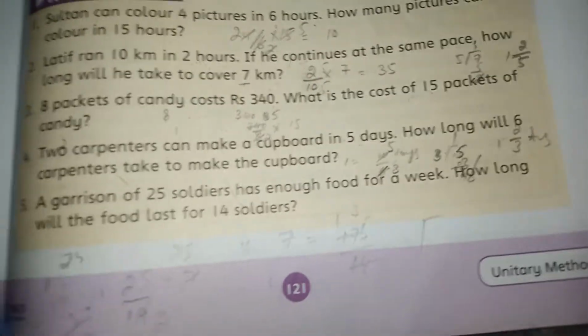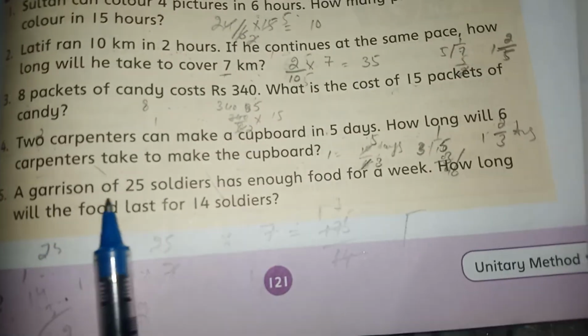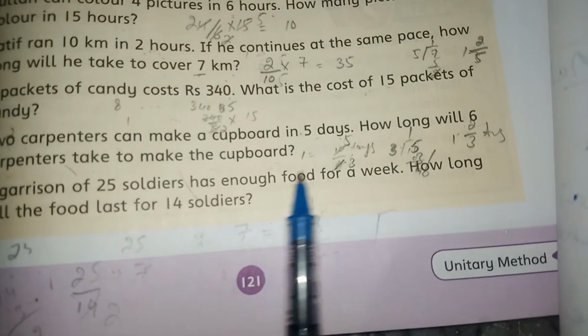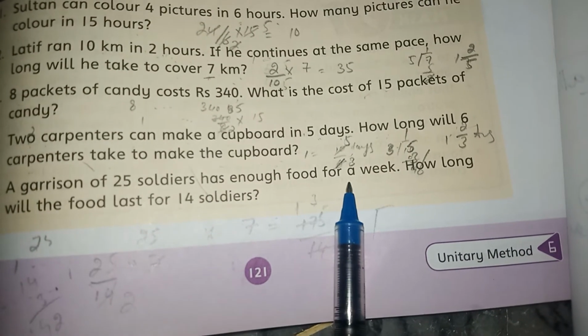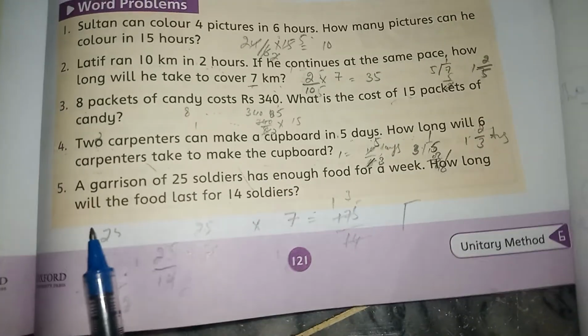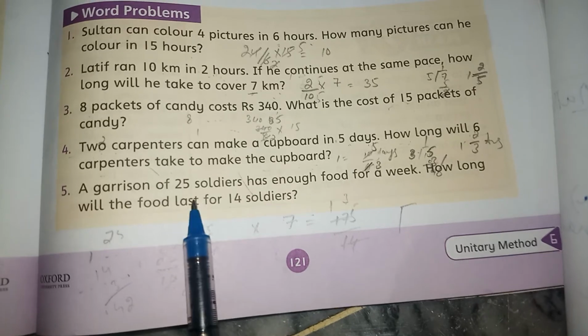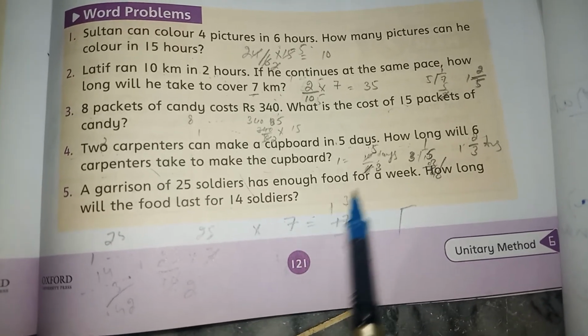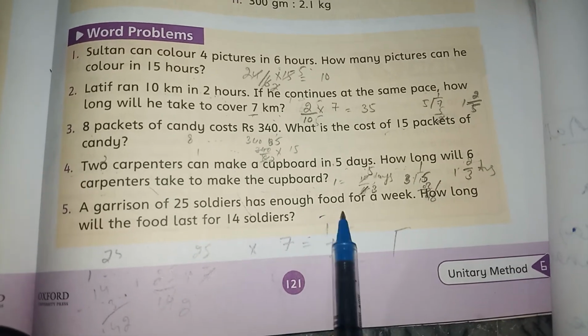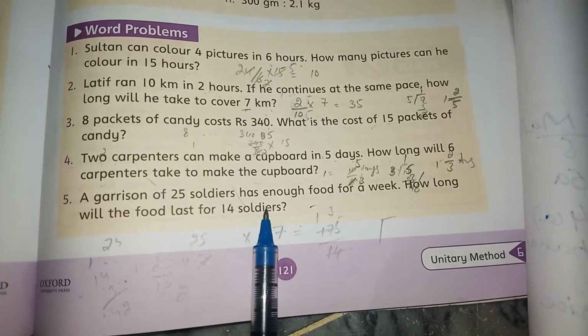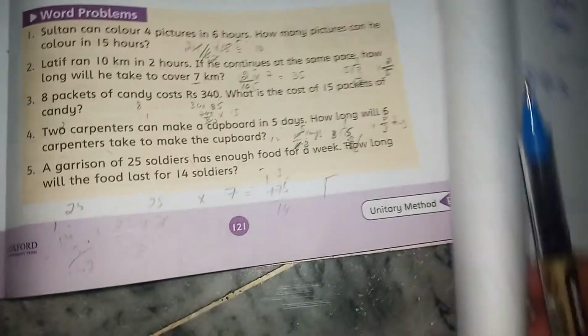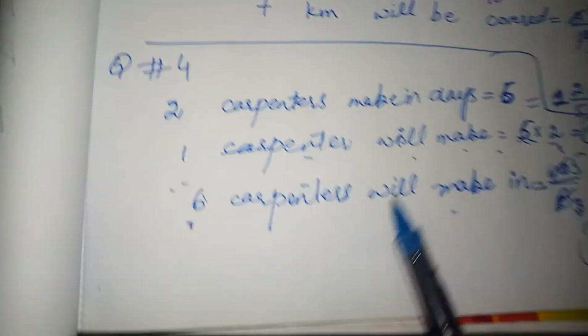taken. And question number 5 will also be done on the same pattern, because a garrison of 25 soldiers has enough food for a week. There are 7 days in a week. How long will the food last for 14 soldiers? If the soldiers are fewer, the food will last for more days. So this is also an inverse proportion.